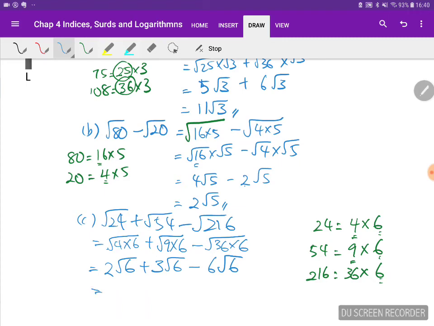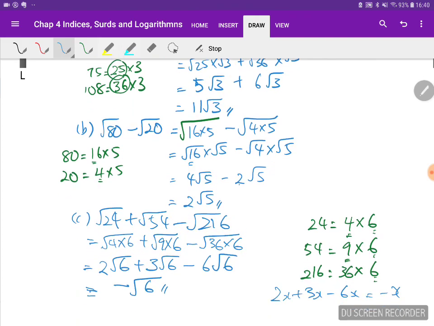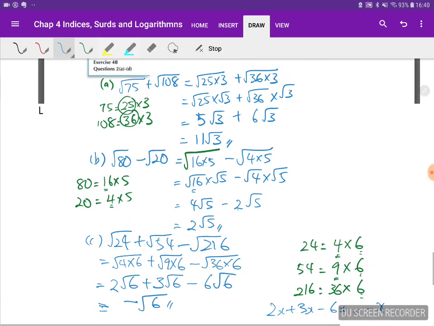So finally, 2 square root 6 plus 3 square root 6 minus 6 square root 6 is the same as saying 2x plus 3x minus 6x. So you're left with negative x, isn't it? But your answer will be negative square root 6. So that's the answer. Please take a look and digest.